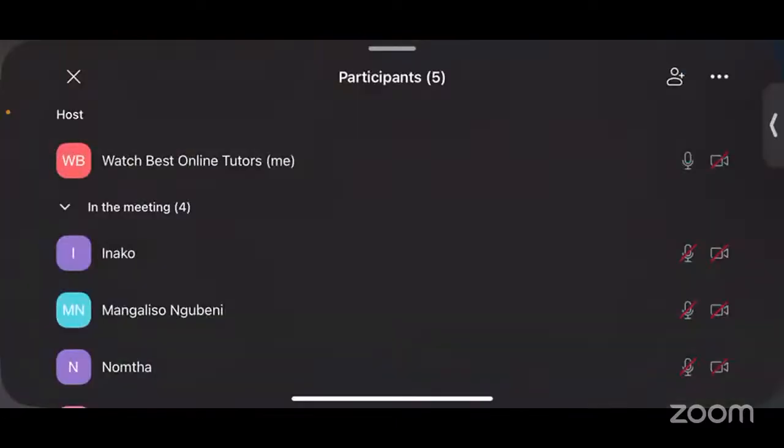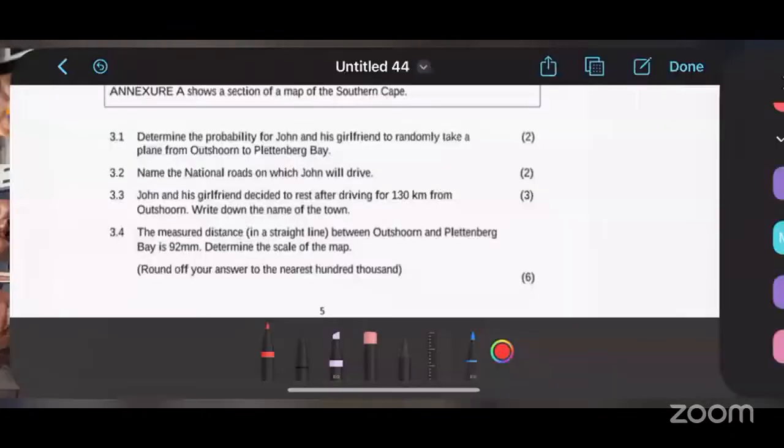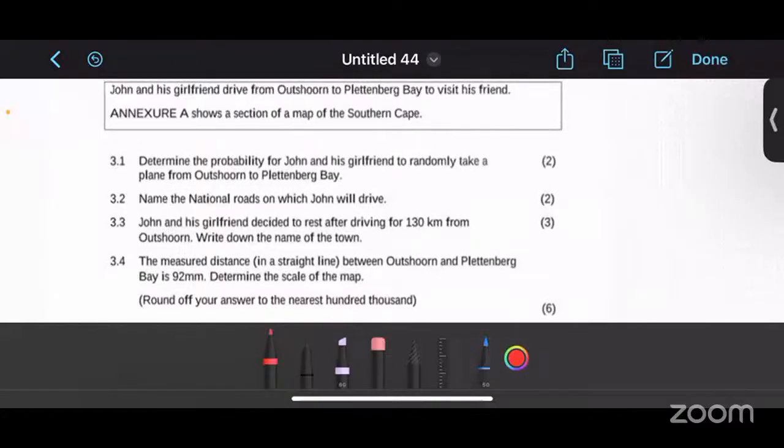Let's see who's in here. We have Inako, Mangaliso. They say determine the probability for John and his girlfriend to randomly take a plane from Oshoek to Plettenberg Bay. Ma'am, I don't know how to do probability. Don't know how to do probability.